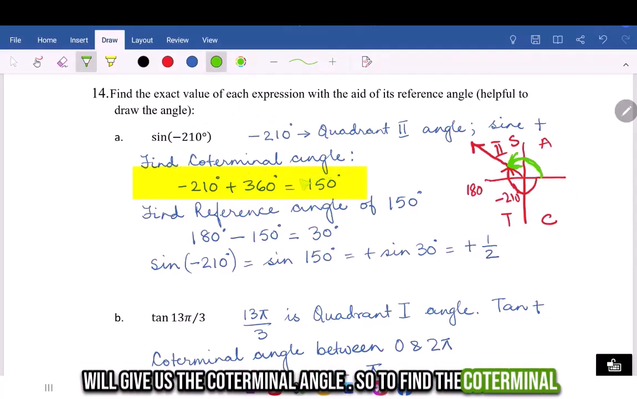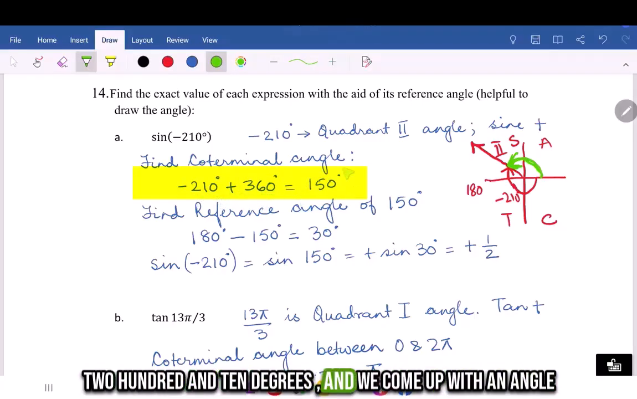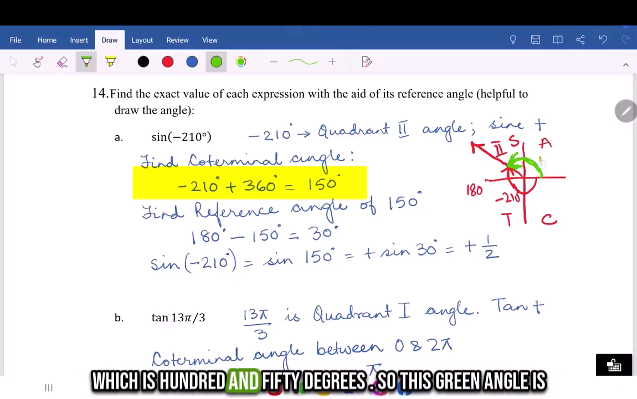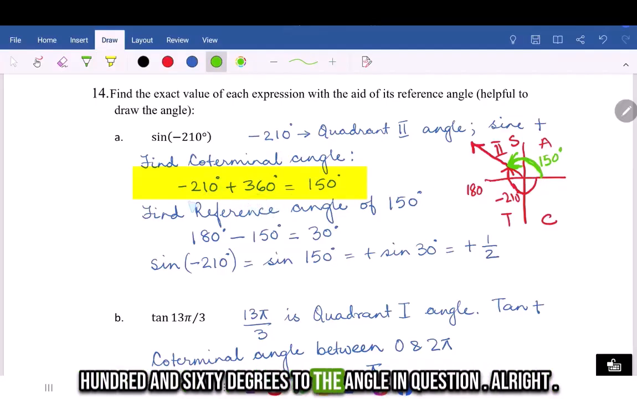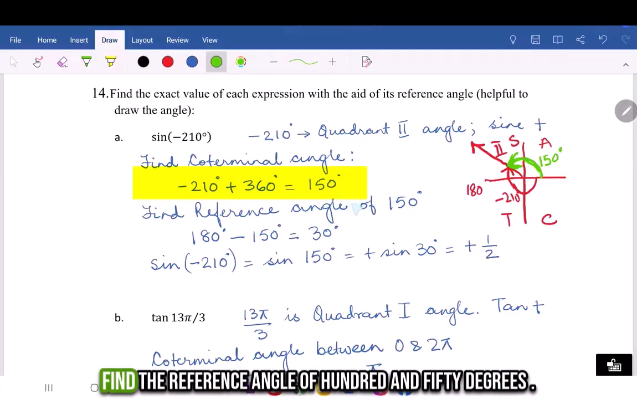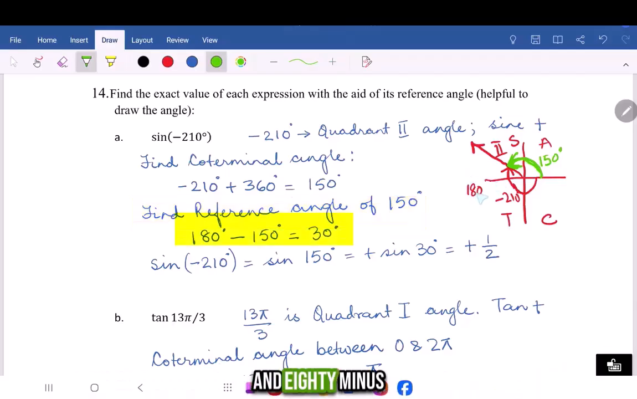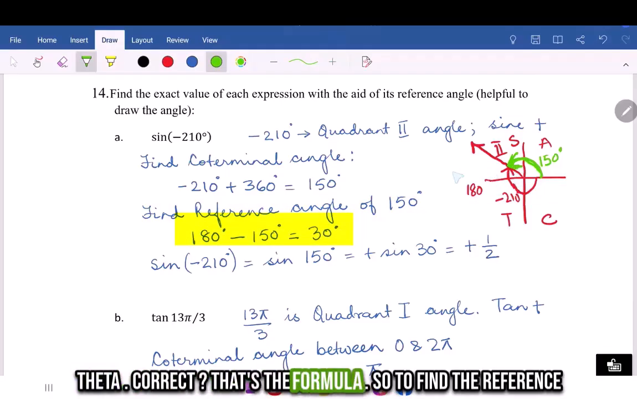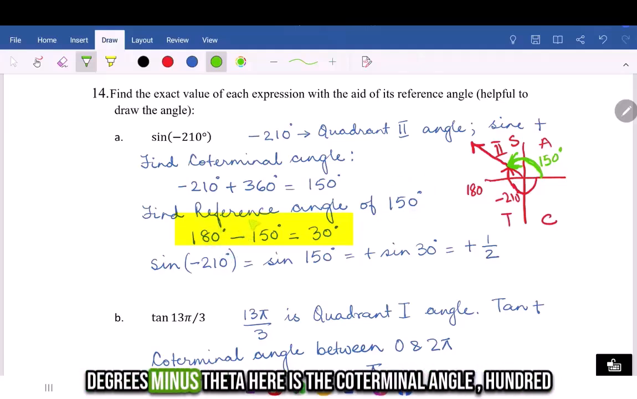So to find the coterminal angle, we add 360 degrees to negative 210 degrees, and we come up with an angle which is 150 degrees. So this green angle is 150 degrees using the formula to add 360 degrees to the angle in question. All right, so that's how we get 150 degrees. Now we have to find the reference angle of 150 degrees. Because it's a second quadrant angle, the formula is 180 minus theta, correct? That's the formula. So to find the reference angle of 150 degrees, it's 180 degrees minus theta.